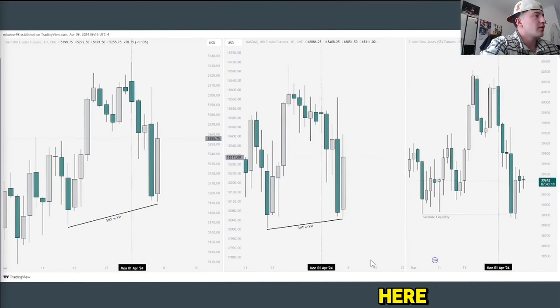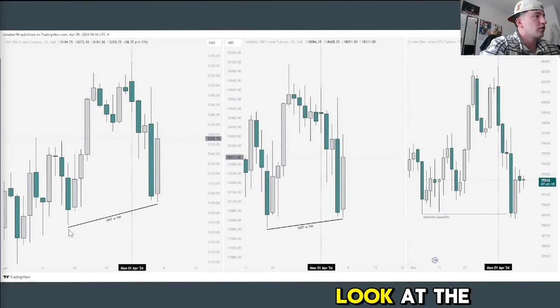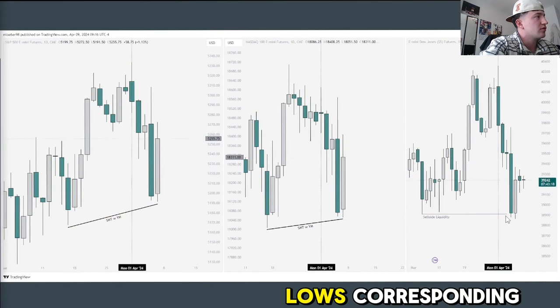So something to note here, we have the start of the week marked off with this vertical line, and getting into Friday's daily candle, we have a Monday high of week across all assets. But if you look at the corresponding lows, we have a higher low on the ES and a higher low on the NASDAQ compared to YM, which is the weaker asset, taking out the lows correspondingly.